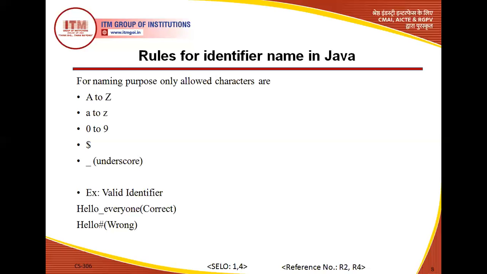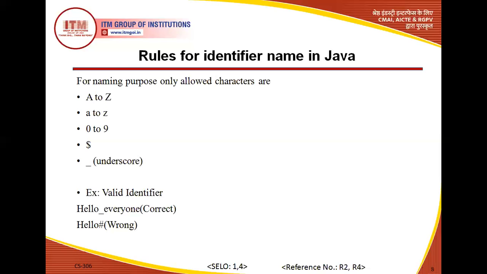So capital A to capital Z may be part of your identifier name, small a to small z may be part of your identifier name, 0 to 9 may be part of your identifier name, and dollar is also allowed in the name of your identifier, and underscore. Clear? I hope it's clear up to this.